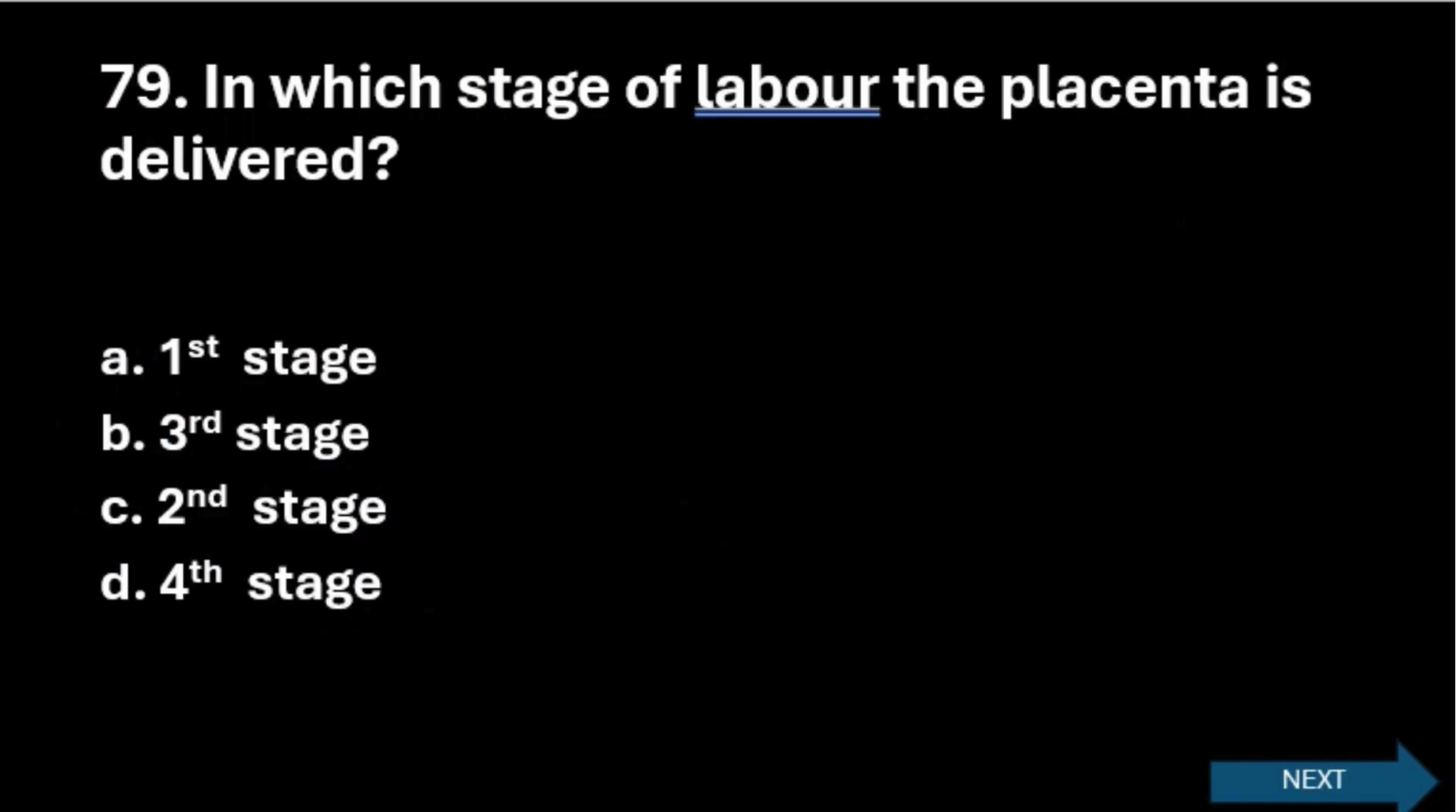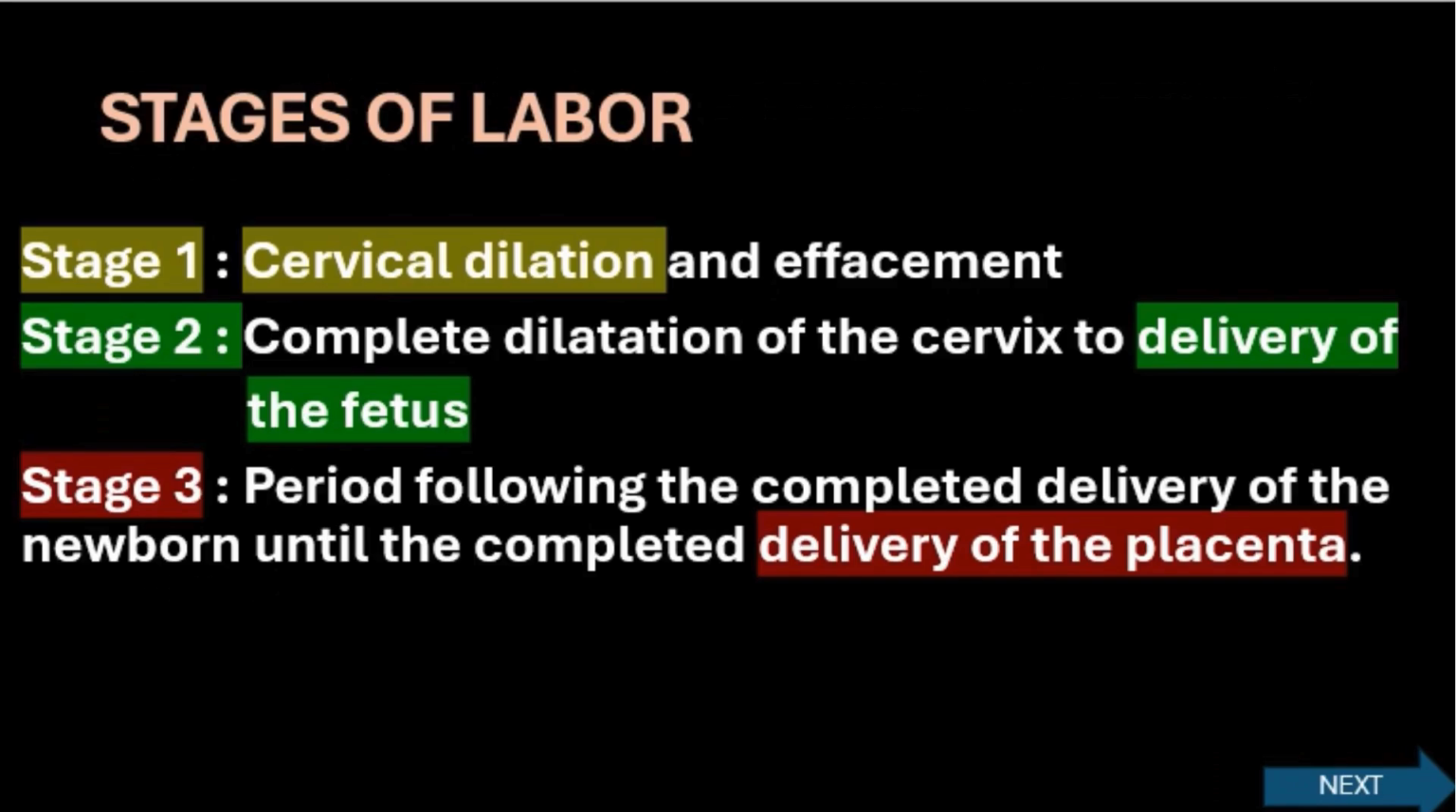Next question. In which stage of labor the placenta is delivered? Option A, first stage, option B, third stage, option C, second stage, option D, fourth stage. The right answer here is option B, third stage. Let us quickly see the stages of labor.